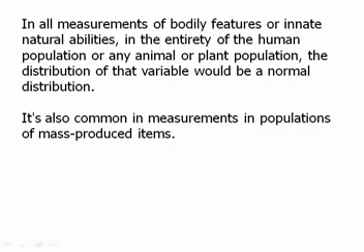Similarly, it's also common in measurements of populations of mass-produced items. So, for example, a machine is making screws or making any kind of part. Well, of course, each part is not going to be identical. There's going to be some small variance, but it's very typical that the overall variation in all the screws produced by that single machine would vary according to a normal distribution.